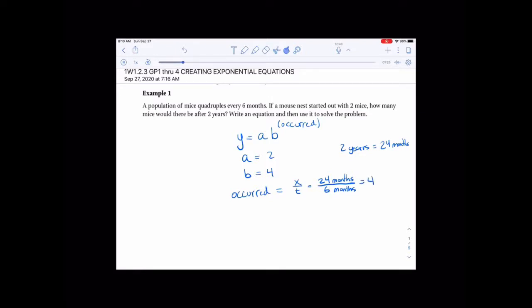Let's substitute these values into our equation. So our final amount Y is equal to 2 multiplied by 4 raised to the 4th power. This simplifies to Y is equal to 2 multiplied by 256, which is equivalent to the final population of 512 mice.